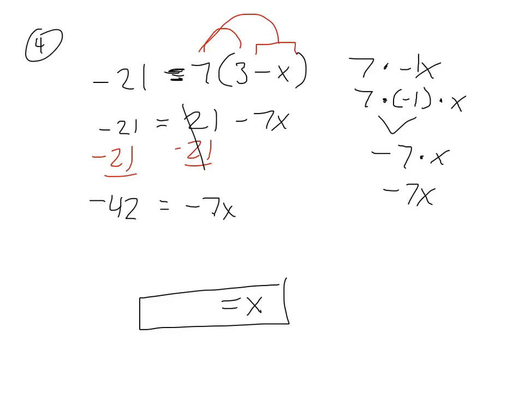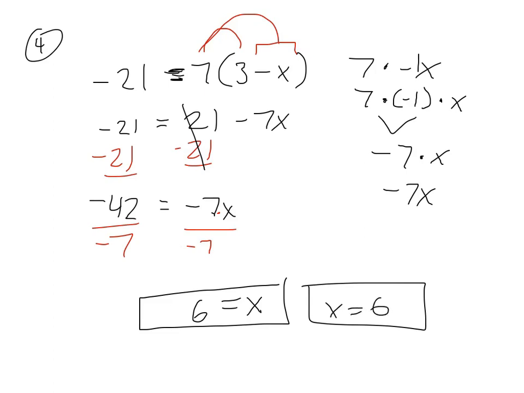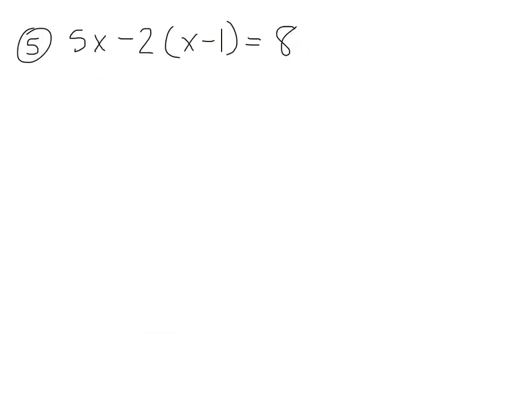All right, last step is just to divide by negative 7, because negative 7 is being multiplied by x, so we do the inverse operation, divide by negative 7. Negative divided by negative is definitely going to be a positive, so what's 42 divided by 7? You get 6. And there is your answer. 6 equals x, or you could write it as x equals 6. Either way is okay. This is preferred. All right, so I want you to take a second and try this one on your own. Pause the video, try it, play it when you're done. See if you get the correct answer.